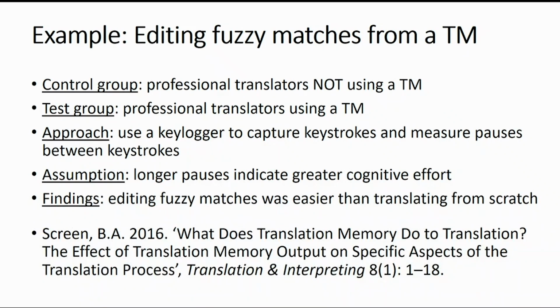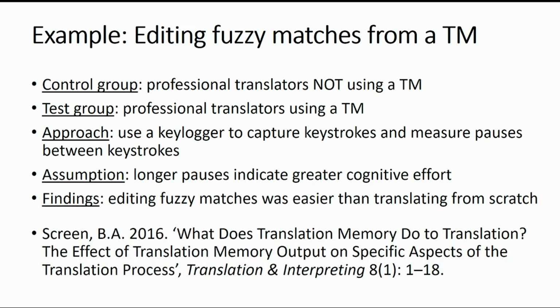Another example, this time from translation memory rather than machine translation. This researcher set out to explore whether or not it was beneficial, how much effort was required to edit a fuzzy match from a translation memory. So you know that a fuzzy match is a partial match, right? It's not an exact match, so it needs usually some type of editing in order to adapt it for the new target text. So in this case, the researcher set up an experiment with a control group and a test group. The control group did not use the translation memory, and the test group did use the translation memory.